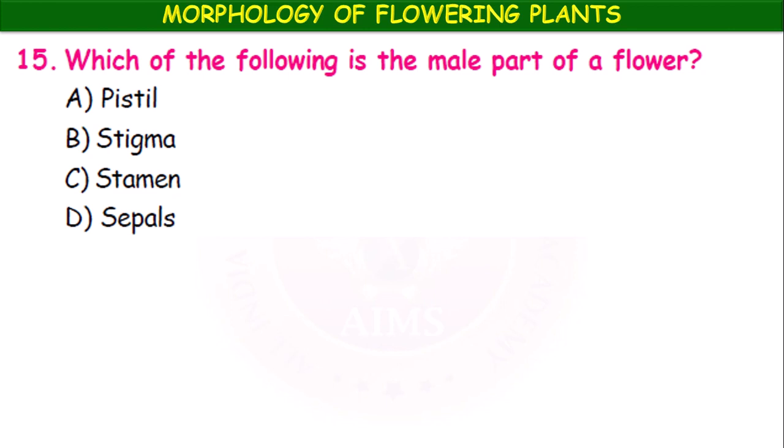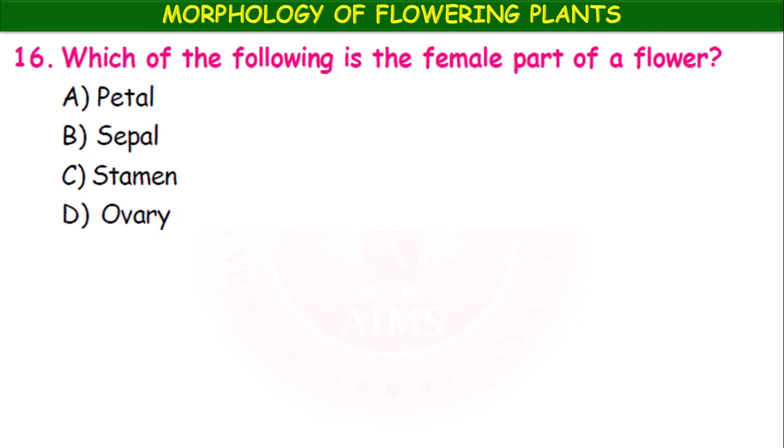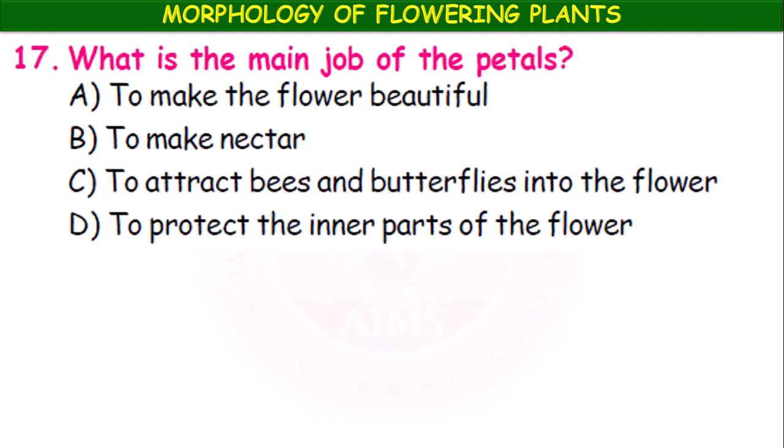Which of the following is the male part of the flower? Pistil, stigma, stamen, sepals. Androecium consists of stamens. Stamen is the male reproductive part which produces the pollen grain. Which of the following is the female part of the flower? Petal, sepal, stamen, ovary. The female part is called pistil or carpel or ovary or gynoecium. It produces the egg or female gametophyte, the embryo sac.